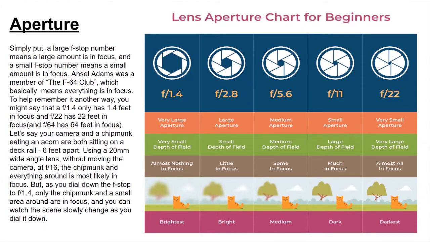So at f1.4, you can see on this chart that it's going to be the brightest, and you follow at the bottom from the widest open to the closest. Along the bottom there it says brightest, bright, medium, then it gets to the darkest. That's kind of good to know. At f1.4, very little's in focus, and at f22, almost everything's in focus. So they mentioned here a small depth of field and a large depth of field.